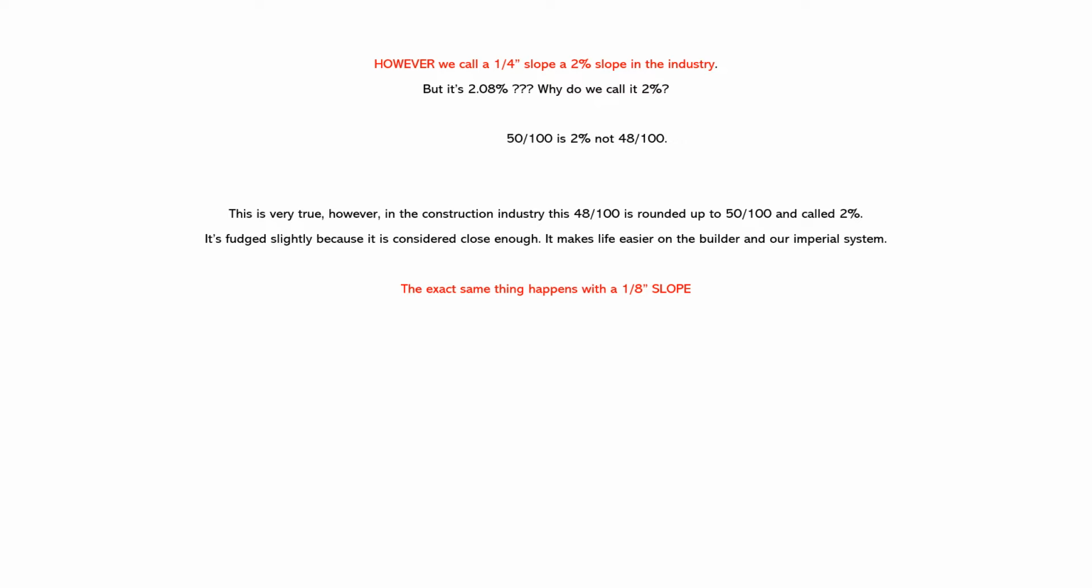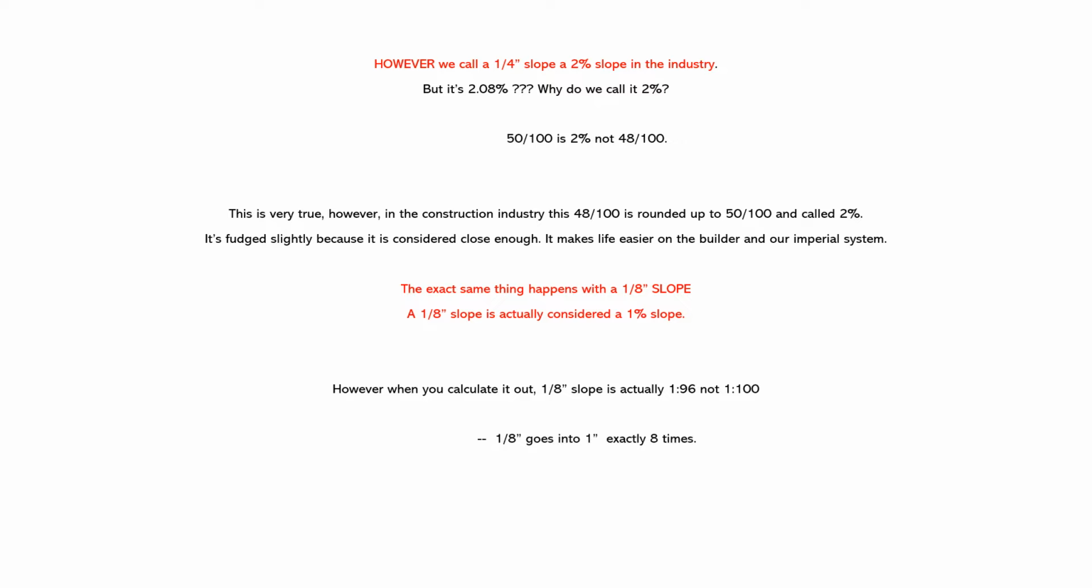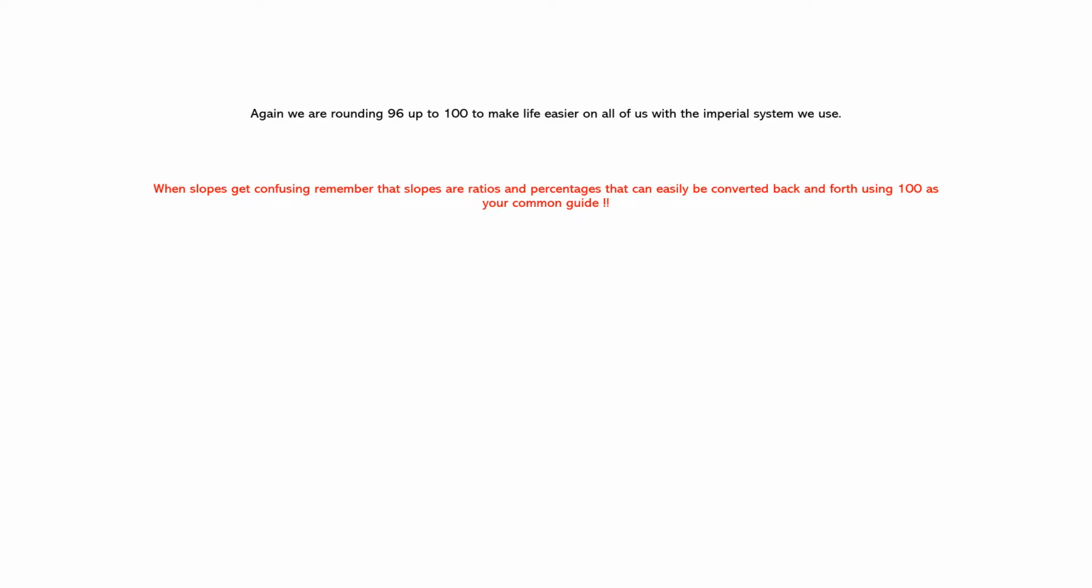And the exact same thing happens with a 1/8 inch slope. Let's take a look. A 1/8 inch slope is actually considered a 1% slope. This is important to remember. However, when you calculate it out, 1/8 inch slope is actually 1 to 96, not 1 to 100. A 1/8 inch slope goes into 1 inch, as we all know, 8 times, and there are 12 inches in a foot. Therefore, 8 times 12 is 96, not 100. But again, we're rounding that 96 up to 100 to make life easier on all of us using the imperial system. So just remember the 1/4 inch and 1/8 inch slopes, and remember what percentages each of those are. Important to memorize that, really.